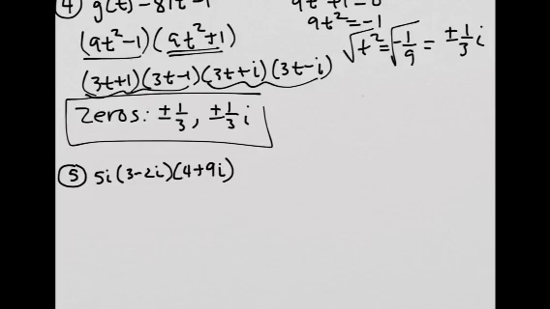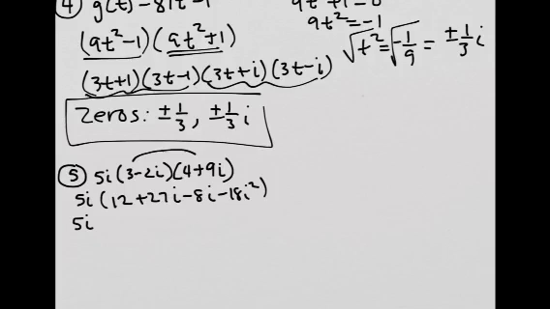Alright, for number 5, you can pick any two factors and multiply them together. I will multiply these two first, and so I'll just bring down the 5i. So that's going to give me 12 plus 27i. I'm just using the distributive property, minus 8i minus 18i squared.